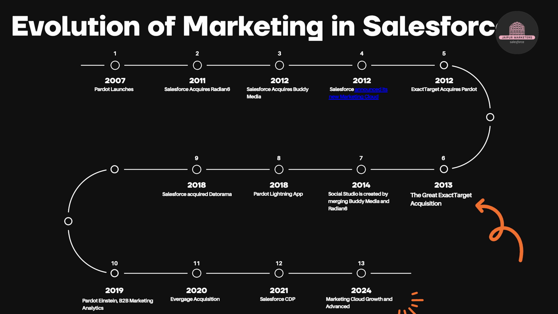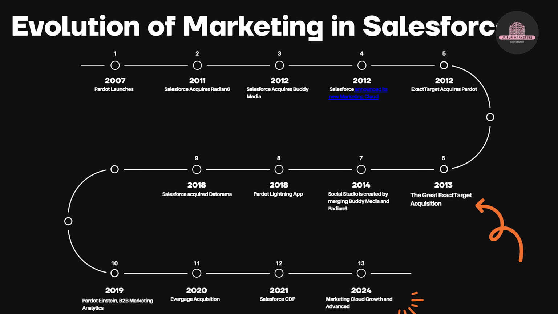Then they later changed Buddy Media and Radian6 into Social Studio, which was their studio in Marketing Cloud. Then the Pardot Lightning app was created in Salesforce. As Anil said, the core existing platform was on Force.com, and Pardot was a different platform. They moved Pardot to the CRM platform, which was Force.com. That's how things were moving to Salesforce right away.